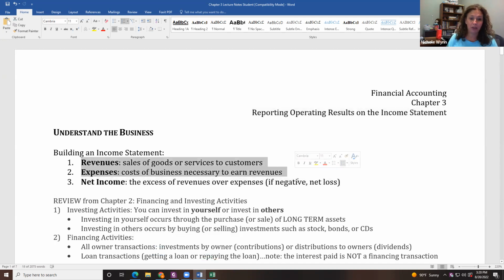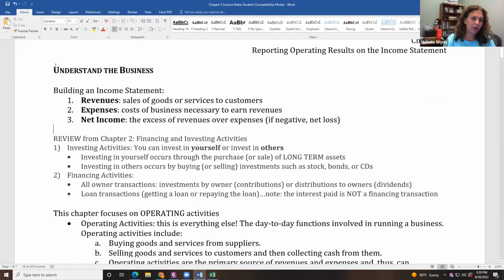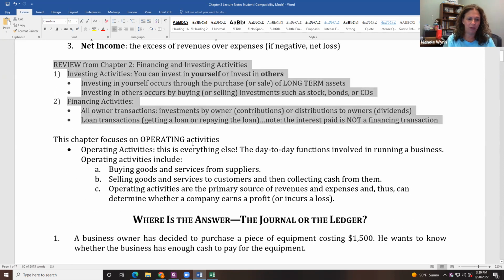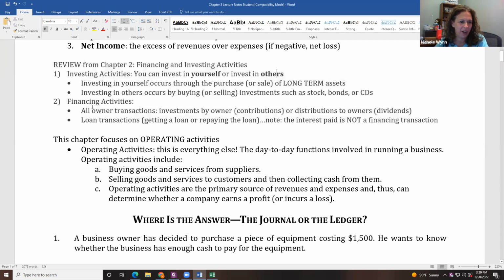So this chapter focuses on the income statement, and we're going to learn journal entries for those. I was going to put that this chapter focuses on operating activities, but then I figured I should put what the other items are. This is just copied and pasted from your chapter 2 notes. Remember, investing is investing in yourself or others. Financing is owners and loans. This chapter is going to focus on getting money from customers and paying your employees and stuff.